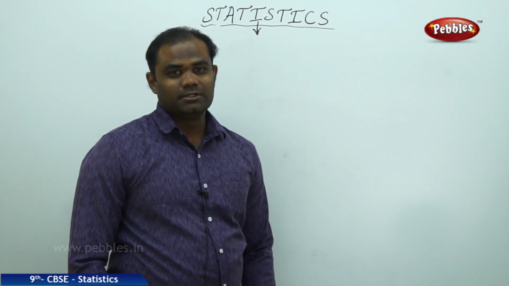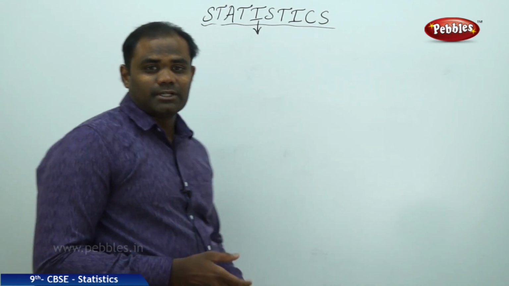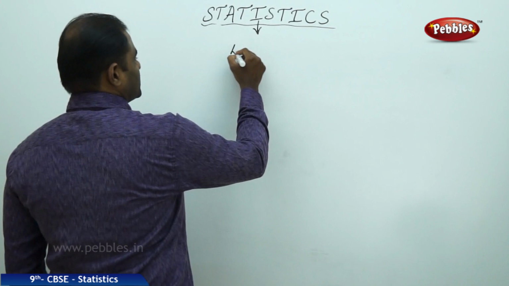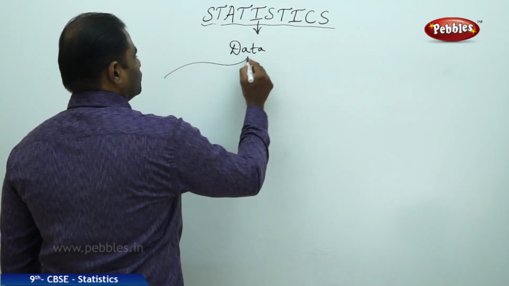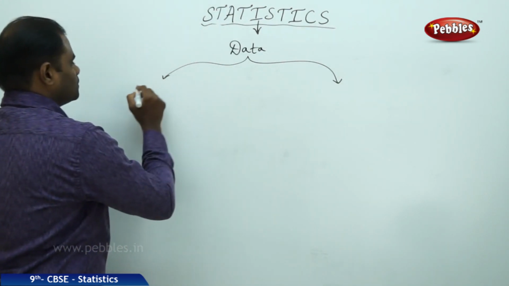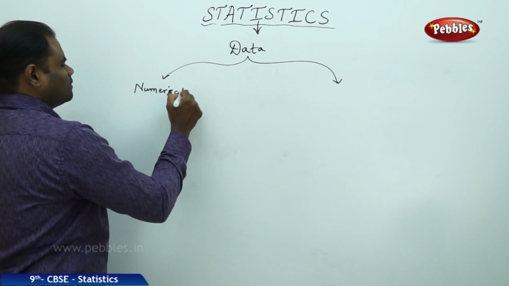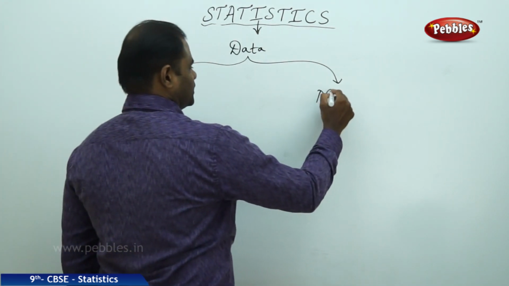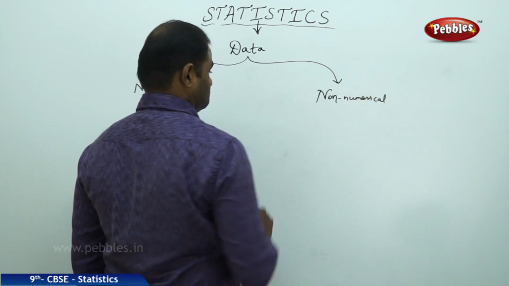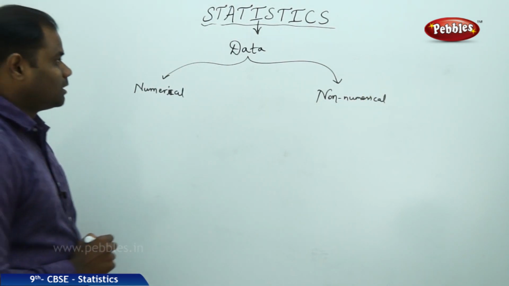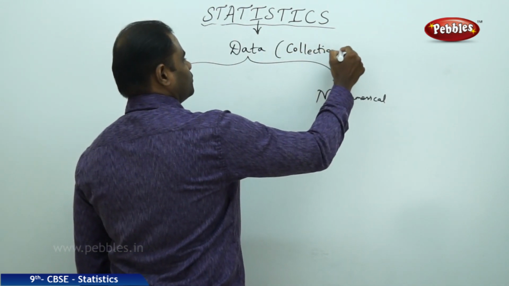Next, let's discuss the next mathematical sense of data. What is data? In statistics, data is of two types. One is numerical data and the other is non-numerical data. But general sense, data is nothing but collection of information.